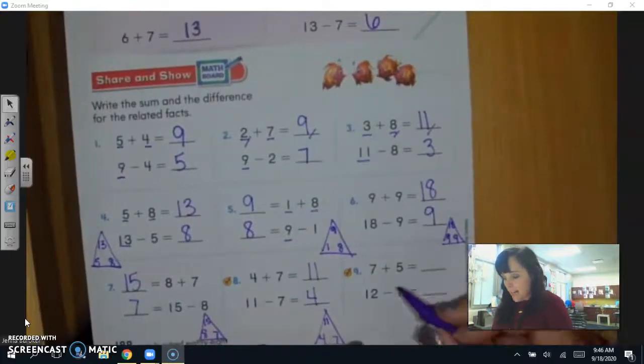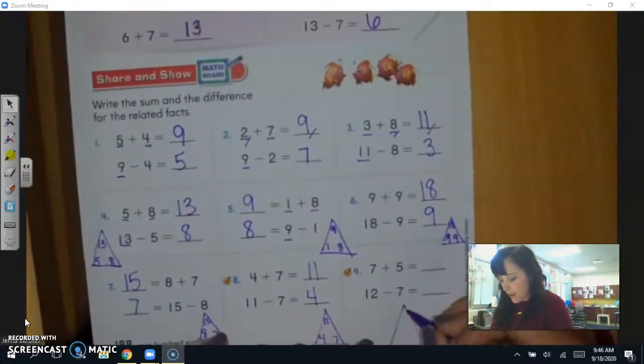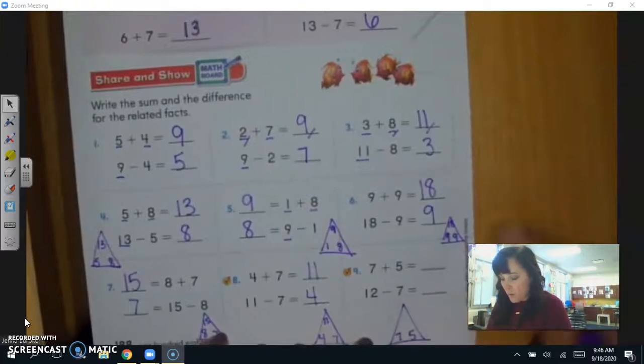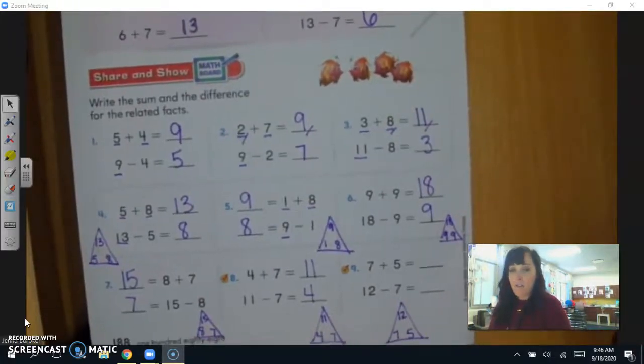Awesome. Number 9, 7 plus 5, I'm going to make my triangle. So my add-ins are 7 and 5. They'll go at the bottom. 12 is my big number, so I'm going to put that up at the top. All right, 7 plus 5. I'm going to look at my triangle, see which number is not in this problem already. And the answer is 12.